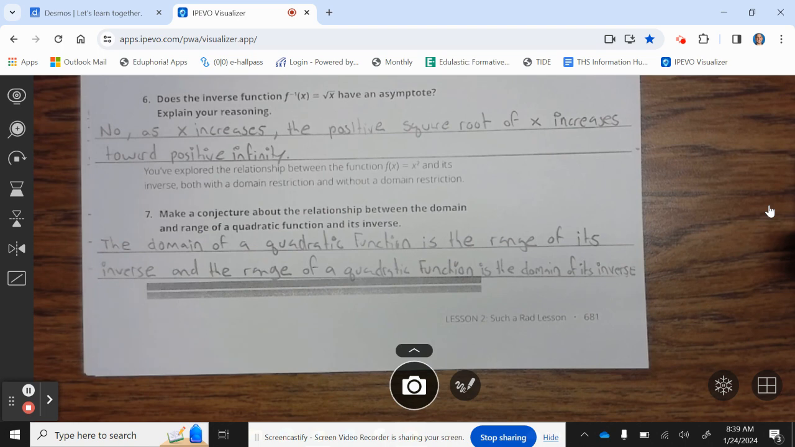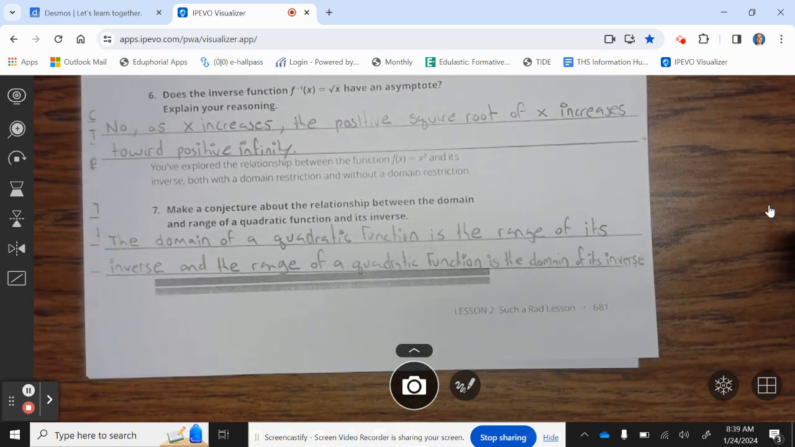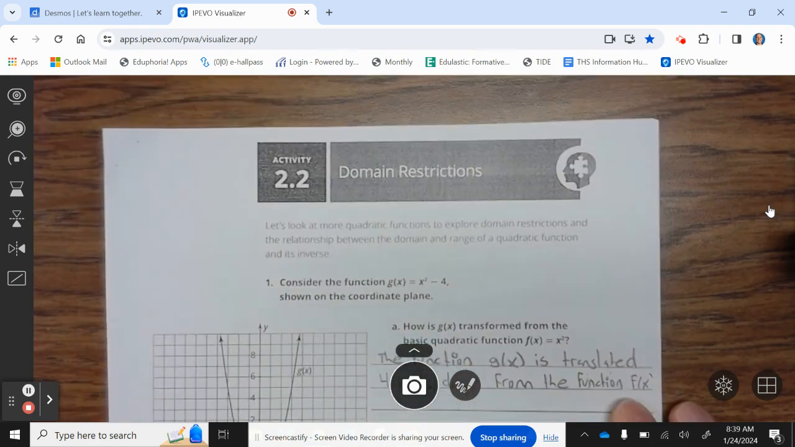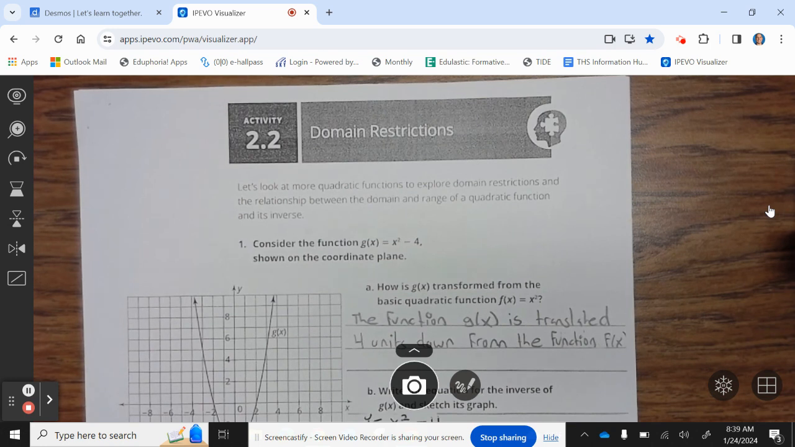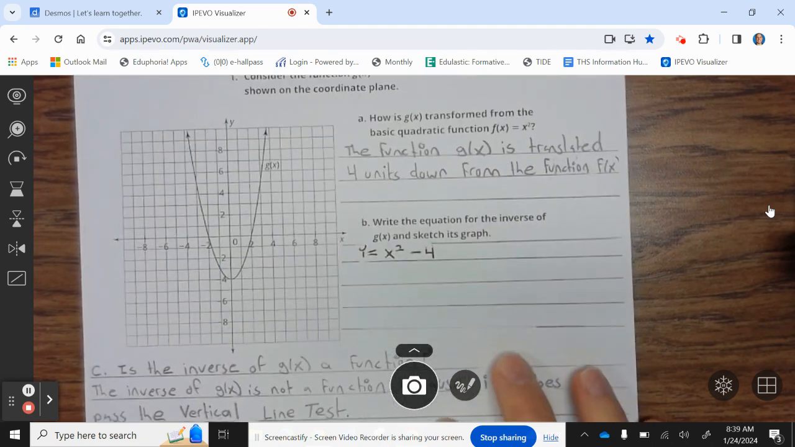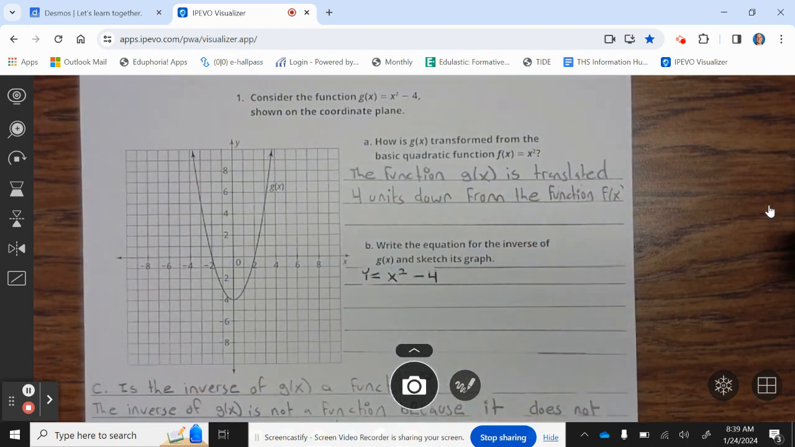All right, let's take a look at the next page. Activity 2.2, domain restrictions. Let's look at more quadratic functions to explore domain restrictions and the relationship between the domain and range of a quadratic function and its inverse. Number 1, consider the function g of x equals x squared minus 4 shown on a coordinate plane. A. How is g of x transformed from the basic quadratic function f of x equals x squared? The function g of x is translated 4 units down from the function f of x. B. Write the equation for the inverse of g of x and sketch its graph.